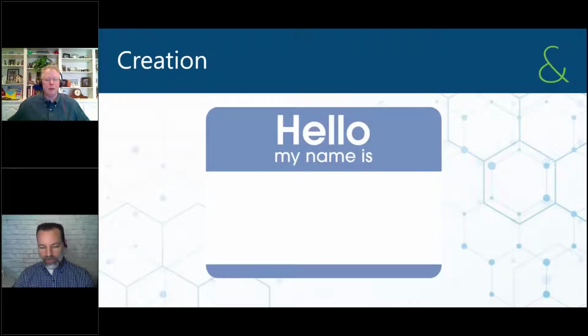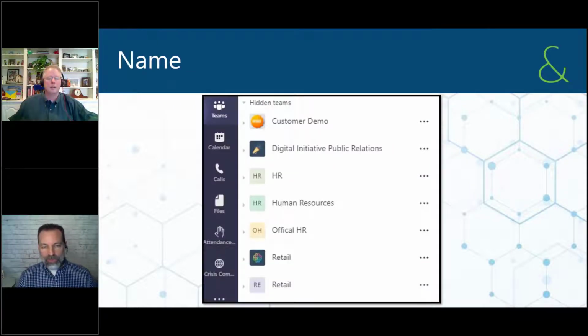So start out with creation. Bruce mentioned it earlier: as of right now, there is no governance over site naming. So you can have the exact same team site name. I actually did a little demonstration here. I created some HR, human resources, or the official HR site. It's all arbitrary if you don't have a plan in place.